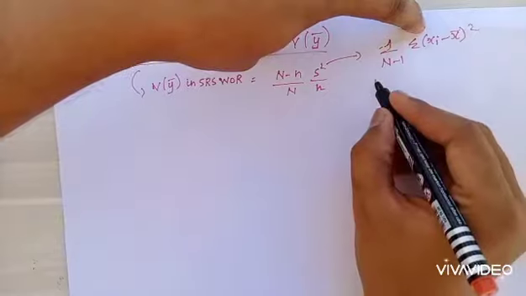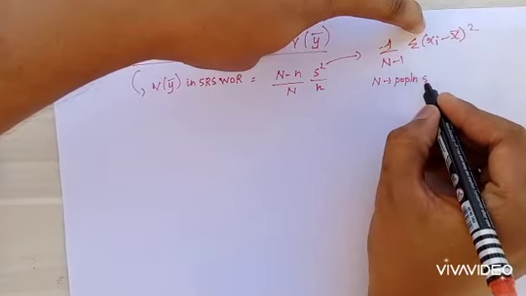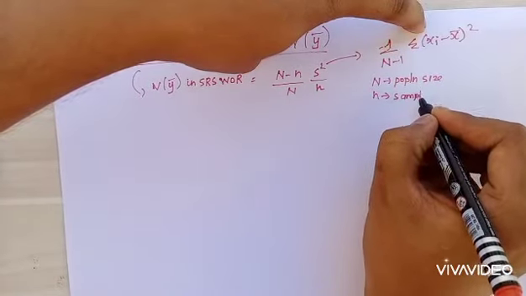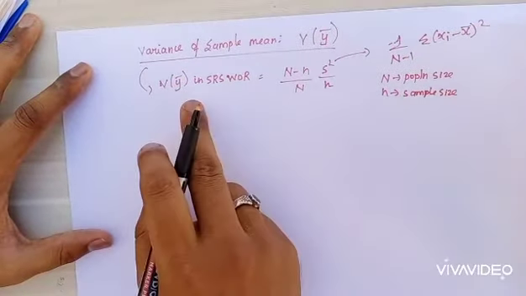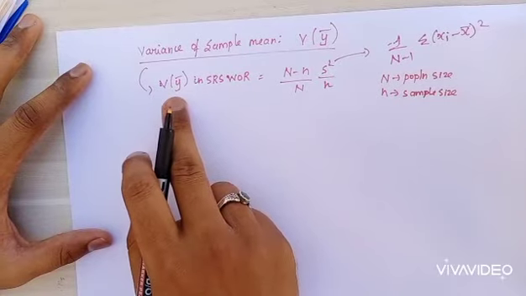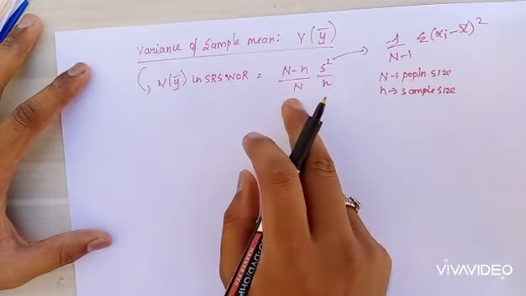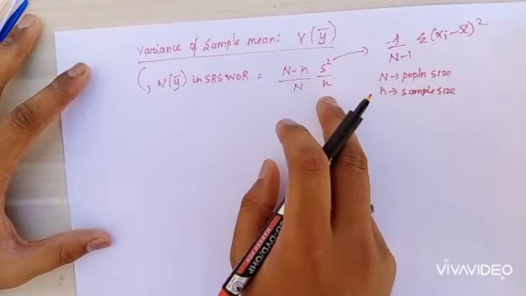Okay, so capital N is population size and small n is sample size. Okay, so variance of the sample mean based on simple random sampling without replacement is (N minus n) by N, S squared by n, small n.